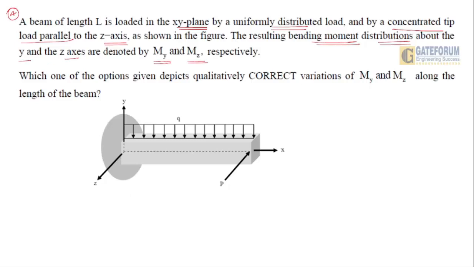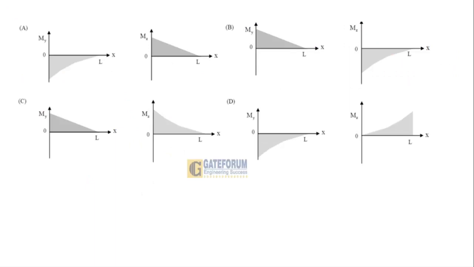Which one of the options given depicts qualitatively correct variations, that is, moment about Y or Z along the length of the beam, he is saying. So he has given the beam with a load falling on it, and these are your X, Y and Z directions, where P is the given point load there, right? The options given to you are these.